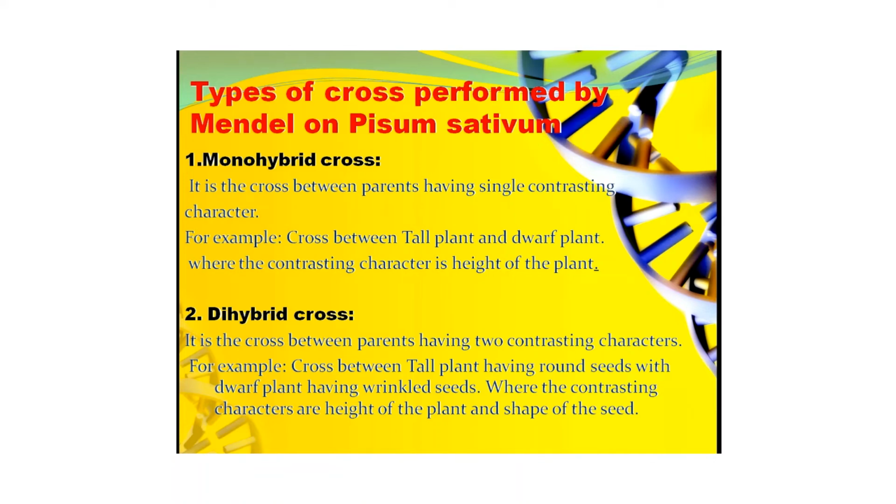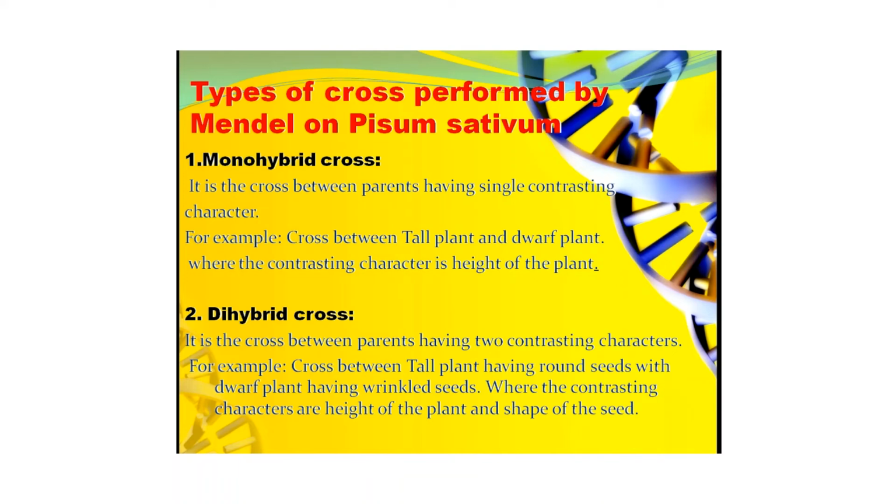Now let us move on to dihybrid cross. Di refers to two. So it is very simple here. It is the cross that is happening between parents having two contrasting characters. So now we need to mix two of the characters. Like suppose I say height of the plant and shape of the seed.